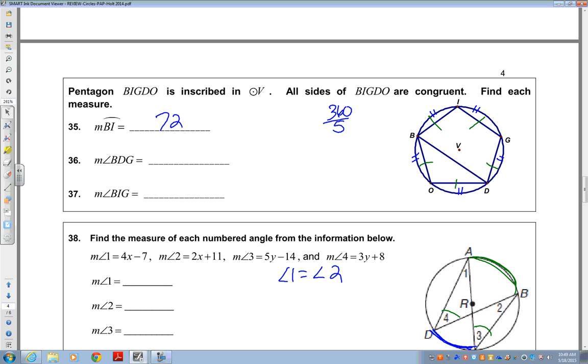Just using the relationship. All right, next page. All 5 of them. Oh, you talking about like... Where am I?